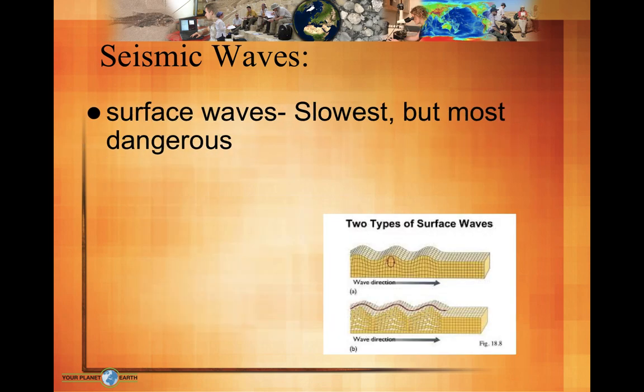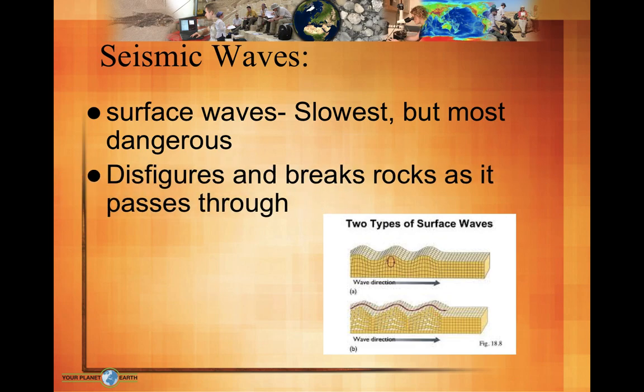Okay, last type of wave. We call them surface waves. They are the slowest, but they are the most dangerous to us. These disfigure and break rocks as they pass through it.